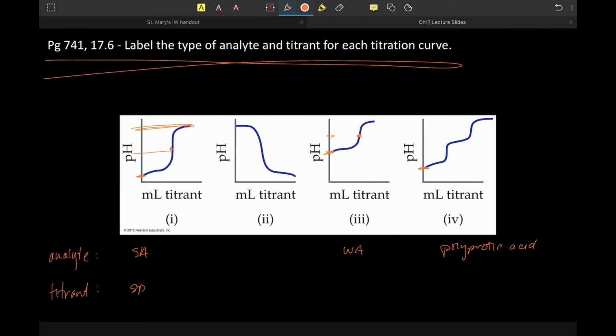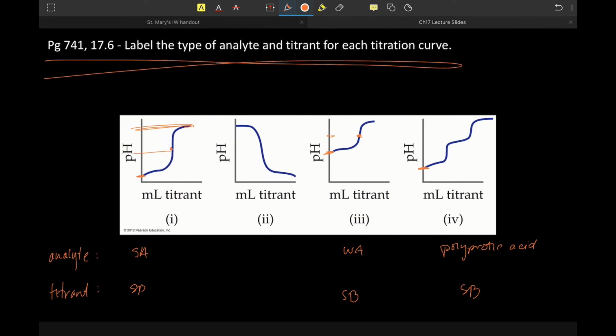Titrants tend to have to be strong species, because the titrant is what has to react fully. It needs to react completely such that it is always limiting up until we pass the equivalence point. So it doesn't make sense for it to be a weak species. So here again, it would be a strong base, and here it would be a strong base.